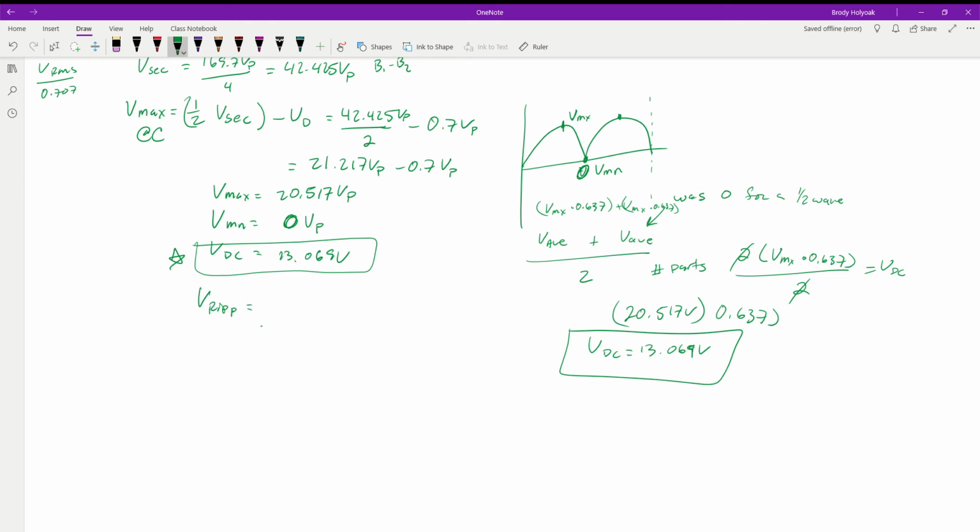Okay, so now that we have that value, let's look at solving for our V ripple. Our V ripple, remember that formula, is equal to the voltage max minus the voltage min. So in this case, it's 20.517 minus 0, because again we're going back all the way down to 0. That is going to be, in peak to peak, 20.517 volts.